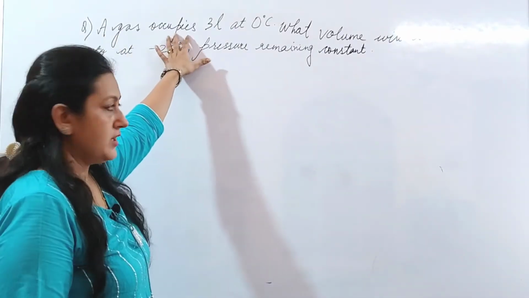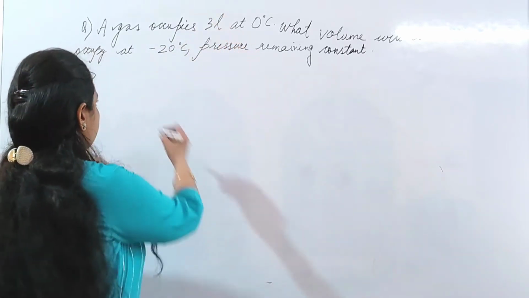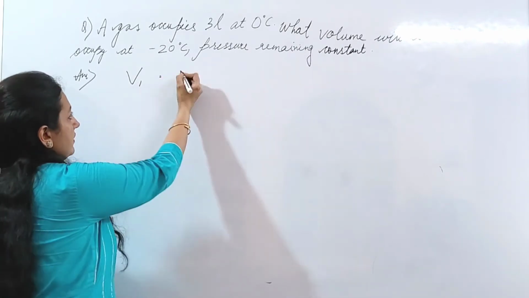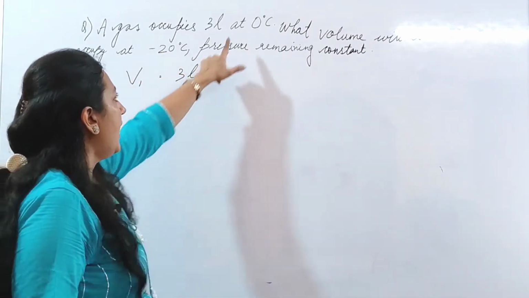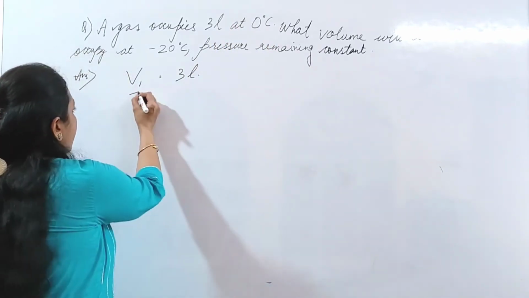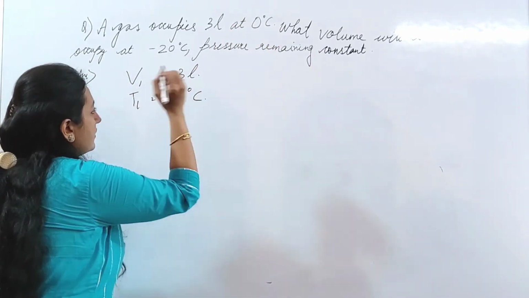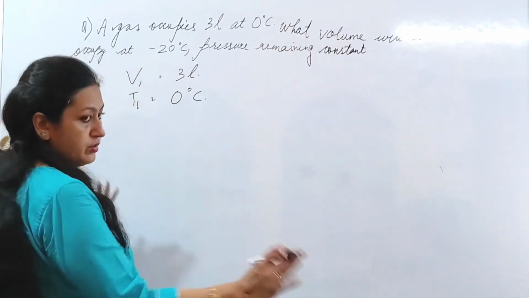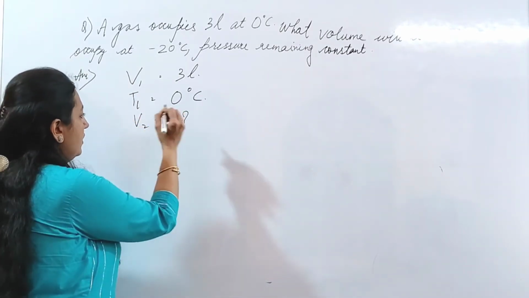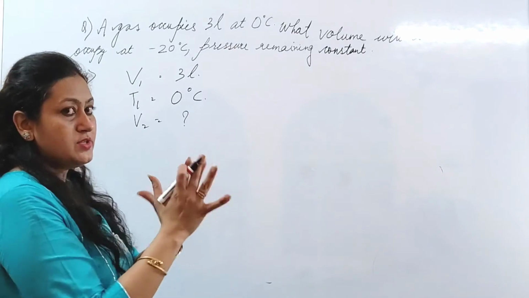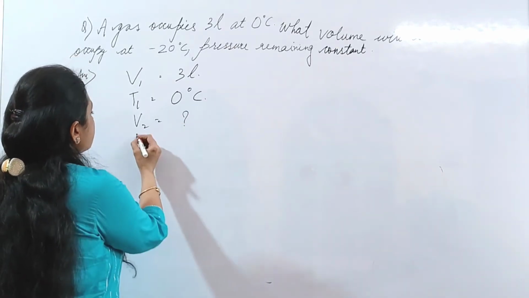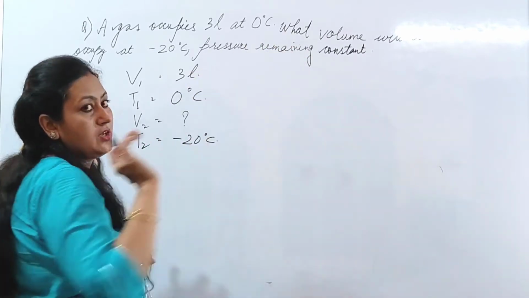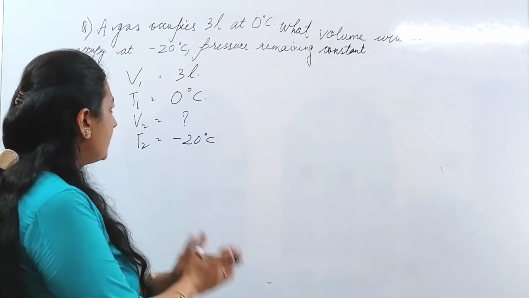A gas occupies 3 liter. That means this is the volume. First of all, you must write the information which is given. So V1 is 3 liter. At 0 degree centigrade, that means T1. At T1, which is 0 degree centigrade, V1 is given to be 3 liters. What volume will it occupy? That means you have to find out V2 at what is the temperature given? T2 is minus 20 degrees centigrade. Pressure remaining constant. So clearly again this is a question from Charles's law.